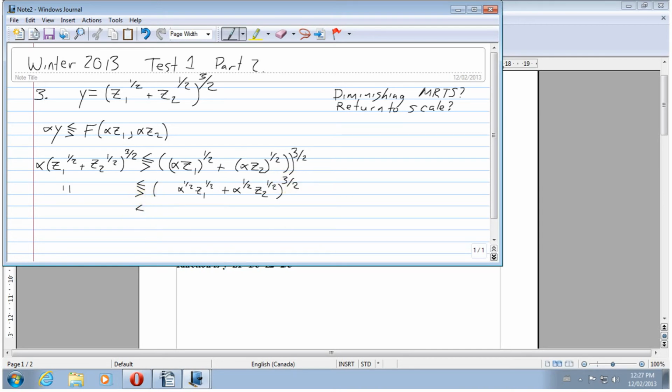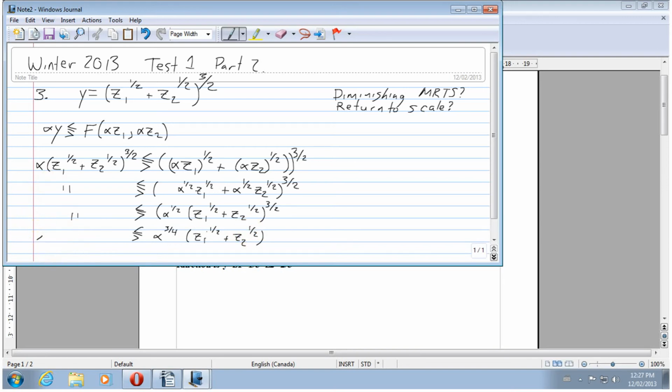Okay. In the next line, I'm going to factor out the a to the 1/2. Okay, and it's going to be multiplied by the Z1 to the 1/2 plus Z2 to the 1/2 all to the power 3/2. Okay, so taking an exponent of an exponent, just multiply them together. Alpha to the 3/4 times Z1 to the 1/2 plus Z2 to the 1/2.